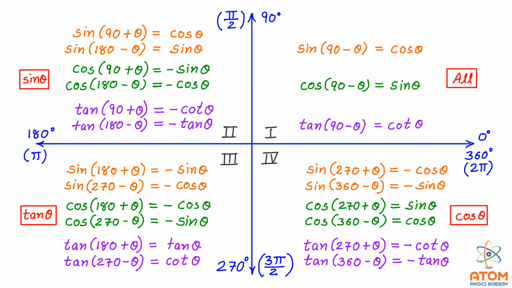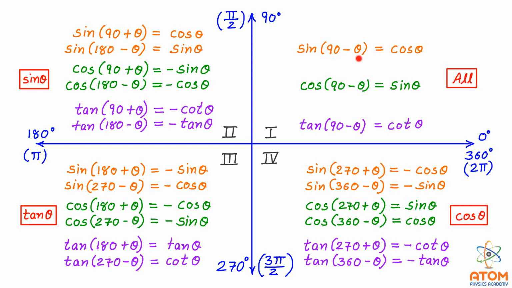Now let us see some important results for the trigonometric functions like sin theta, cos theta and tan theta. You can see this is the Cartesian coordinate system. Here is 0 degree, 90 degree means pi by 2, 180 degree means pi, 270 degree means 3 pi by 2 and 360 degree means 2 pi. So this becomes the first quadrant, this is the second quadrant, this is the third quadrant, and this is the fourth quadrant. We know that in the first quadrant all the functions are positive. In the second quadrant sine function is positive, in the third quadrant tan is positive, in the fourth quadrant cos is positive.